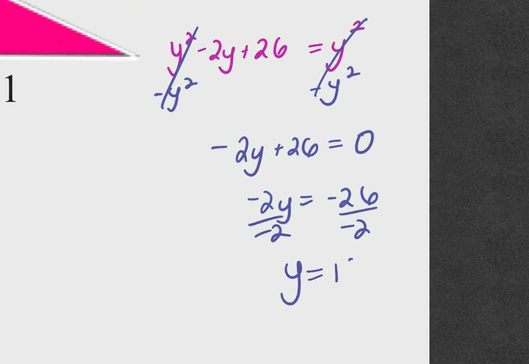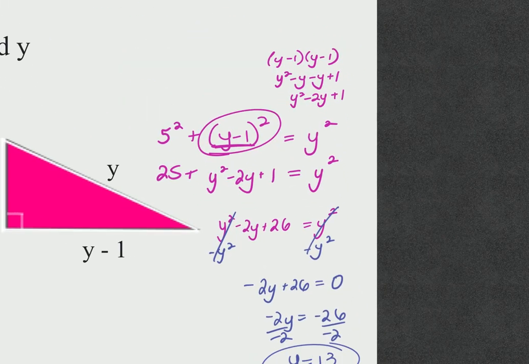And y is 13. Can I see the FOIL part here? Yeah, first, outside, that's this one. So we trade the proofs for the algebra skills.